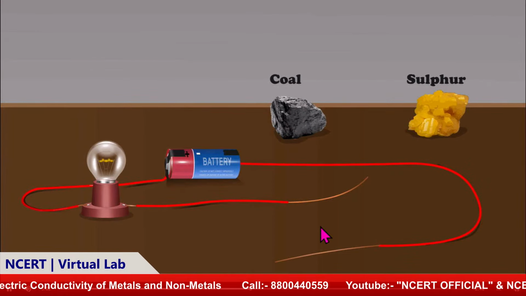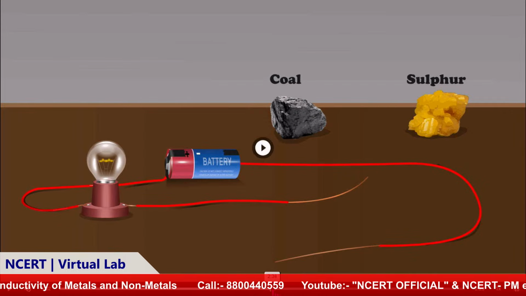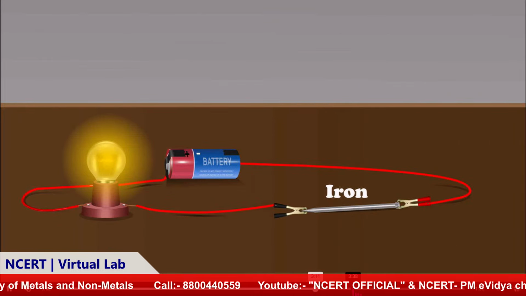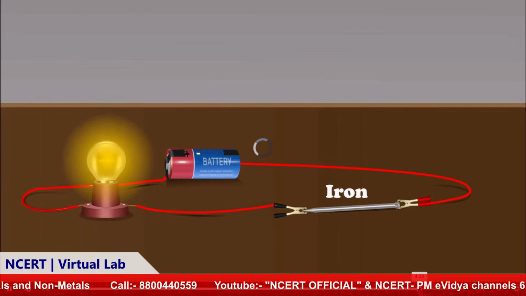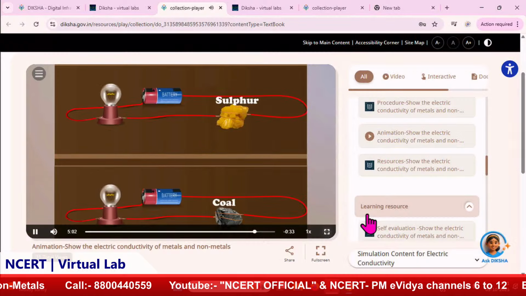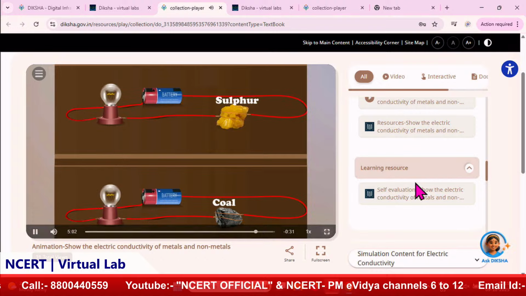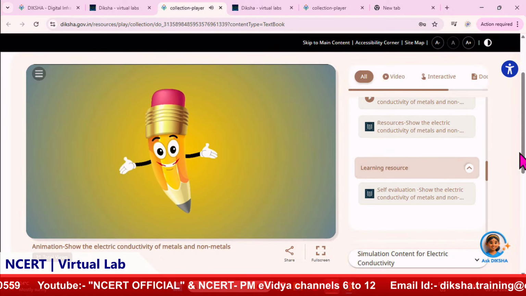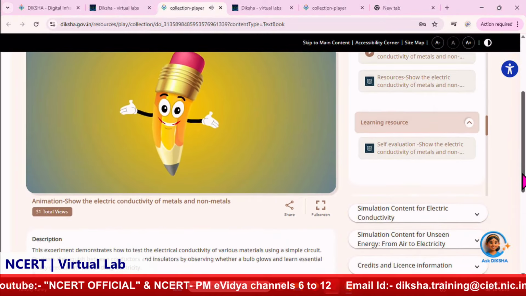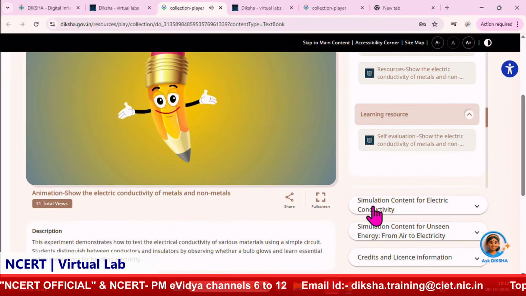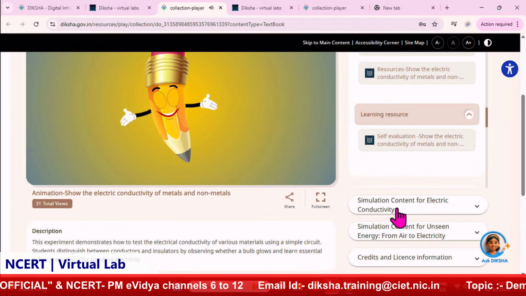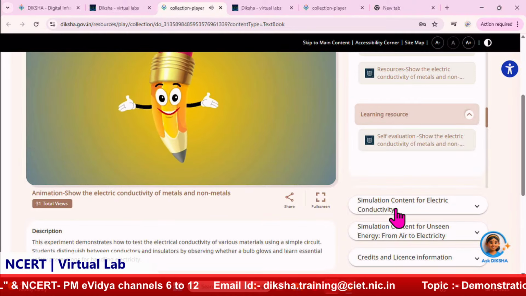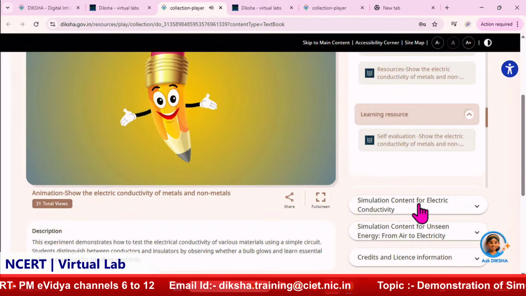Once we connect it in the form of an electrical circuit, one by one we keep each object over here and understand the electrical conductivity of conductors and insulators. So, let us do this experiment. For this, we have to go to the bottom. You can just scroll down at the bottom and see the simulation content for electrical conductivity. The simulation is kept over here, so you can just click on it.